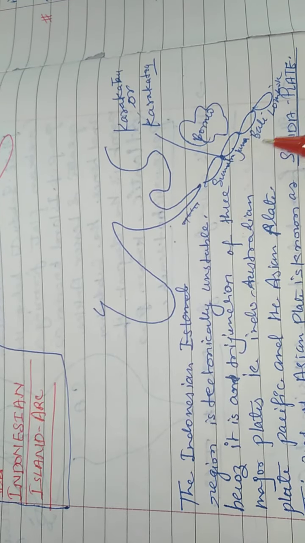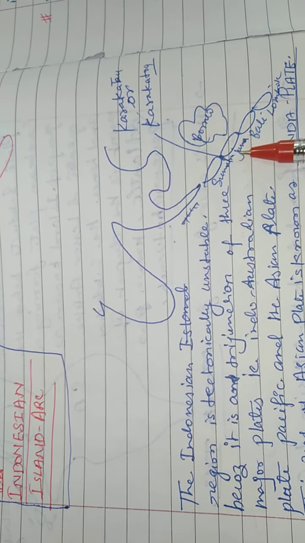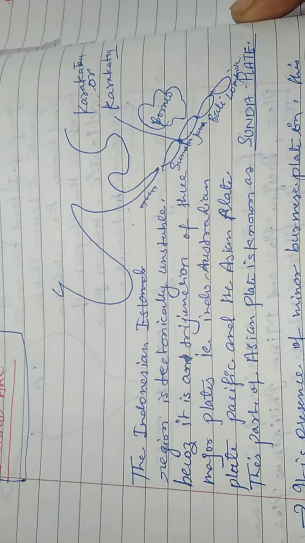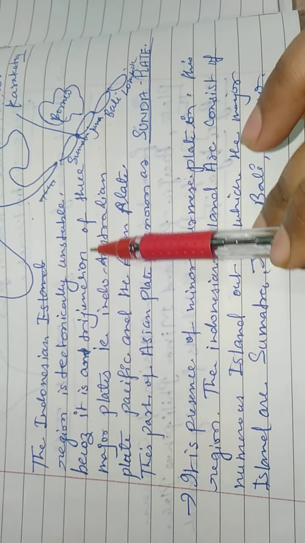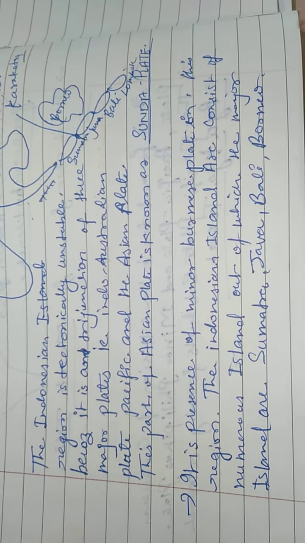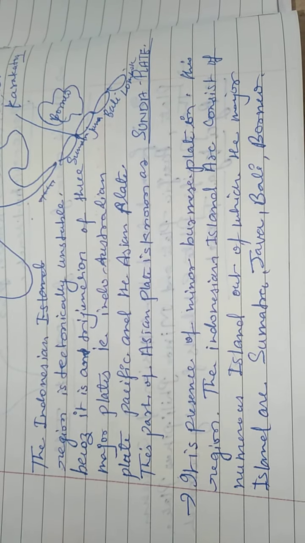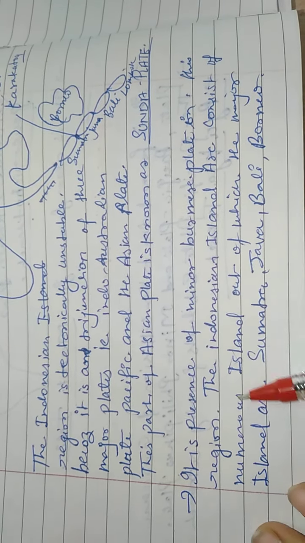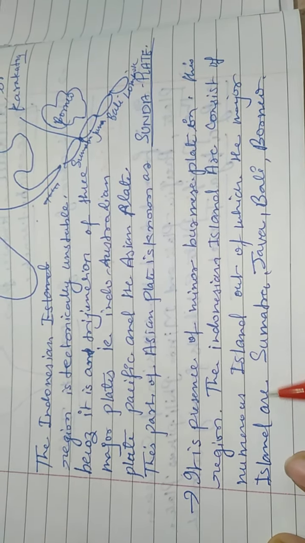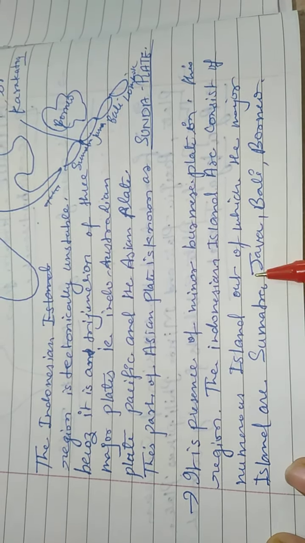Indonesian arc. This is Sumatra, Java, Bali, Krakatoa, Borneo. The Indonesian region is tectonically unstable because it is a transition of three major plates, that is Indo-Australian plate, Pacific and the Asian plate. This part of Asian plate is known as Sunda plate. There is presence of minor Burmese plate. In this region, the Indonesian islands consist of numerous islands, out of which the major islands are Sumatra, Java, Bali and Borneo, Lombok.